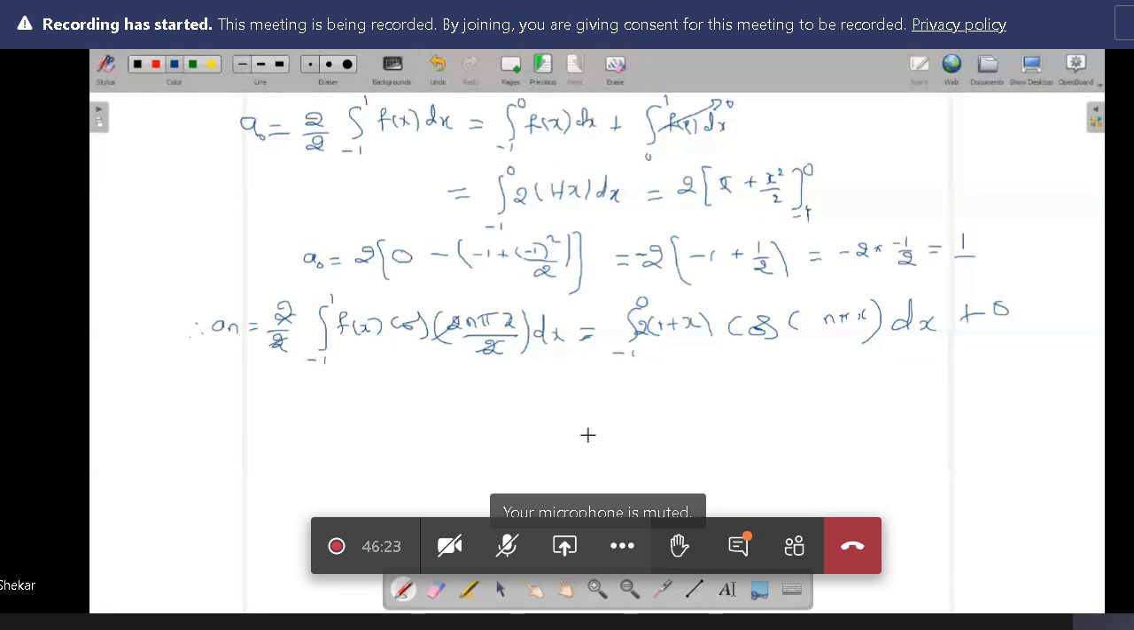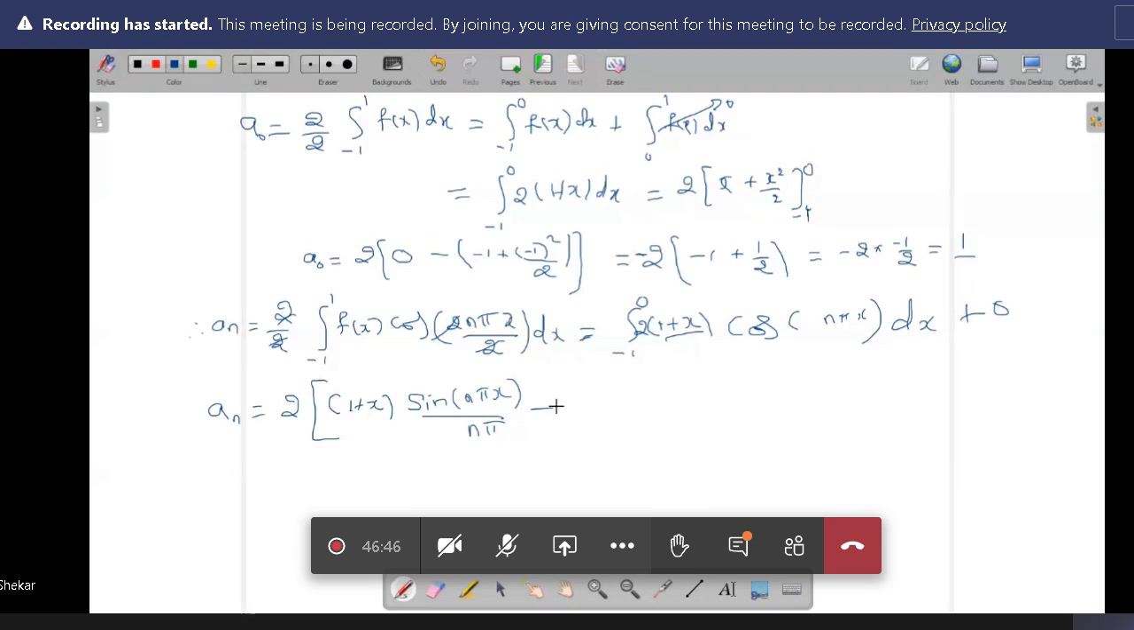So here we have first function into second function. So an becomes, 2 is a constant, we can take it outside. First function is 1 plus x into integration of second, integration of cos is sin n pi x by n pi, minus derivative of 1 plus x, which is 1, into integration of sin, which is minus cos n pi x divided by n pi whole square, limits from minus 1 to 0.